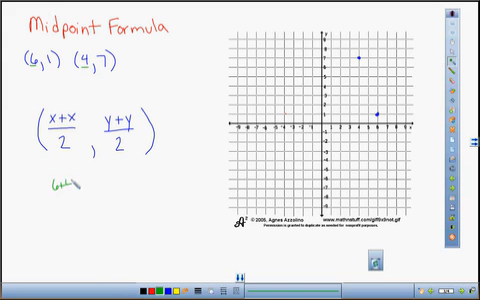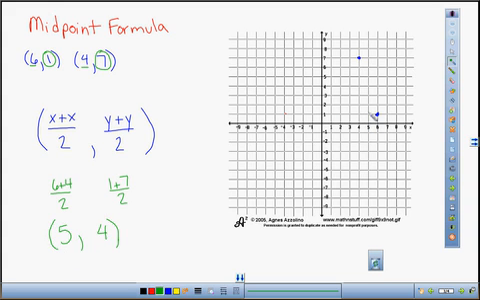So if we look at this particular example, x's only, so 6 and 4. 6 plus 4 all over 2 is going to be 6 plus 4 is 10, divided by 2 would be 5. Alright, now we got to do some y values. 1 plus 7 divided by 2. 1 plus 7 is 8. 8 divided by 2 is 4. So that means that my midpoint is going to be the point (5, 4).